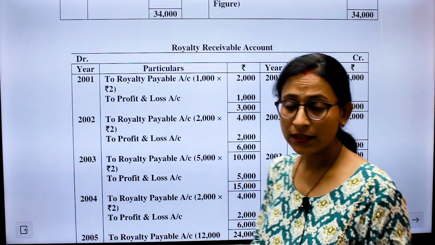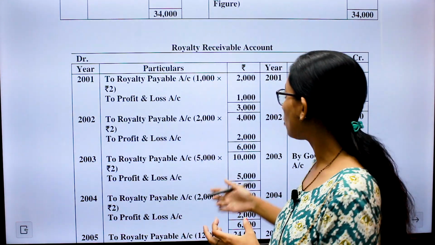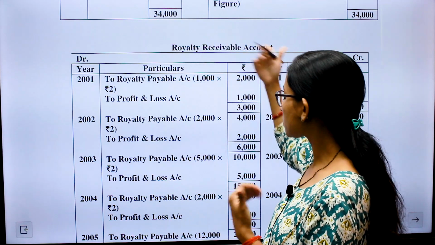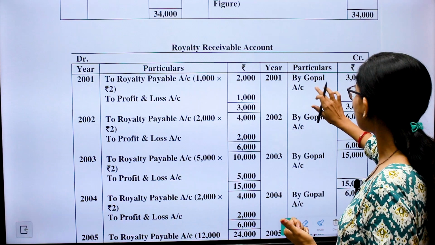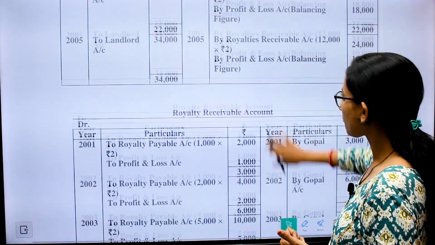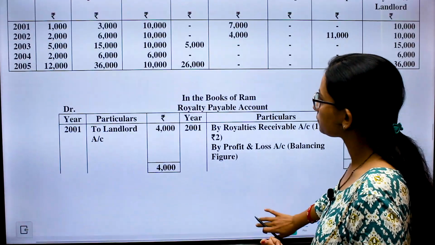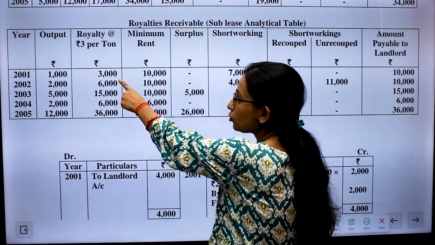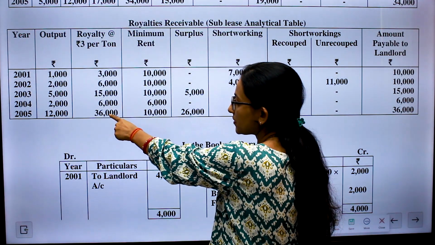Now, how much royalty Gopal, the sublessee, will pay to Ram, meaning how much Ram is going to receive through Gopal. So that's why we are creating the account of Mr. Gopal. In 2001, Gopal is liable to pay Ram 3000. In the first year he is liable to pay 3000, second year 6000, 15,000, 6,000, 36,000.